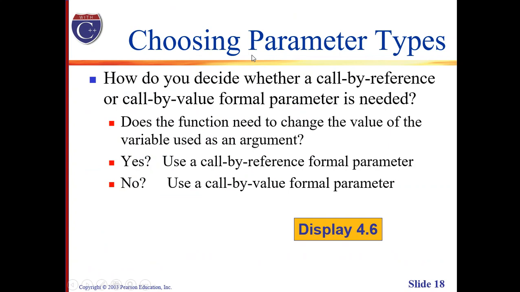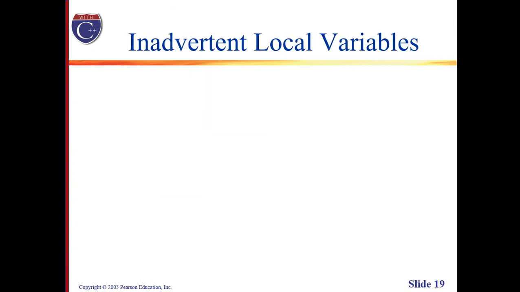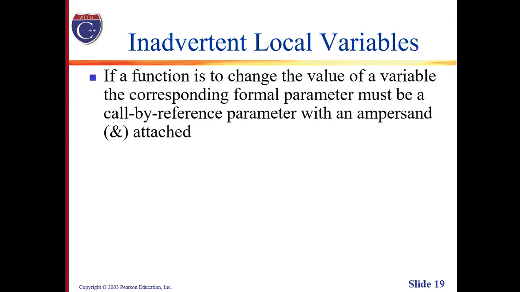Now, there will be times that we face errors in which we inadvertently created local variables, without the intention of declaring a local variable. But since we are talking about call by value parameters and call by reference parameters, it's quite common to fall for these mistakes. So what we mean here is that if a function is to change the value of a variable, the corresponding formal parameter must be a call by reference parameter with an ampersand attached, as we've mentioned a while ago.